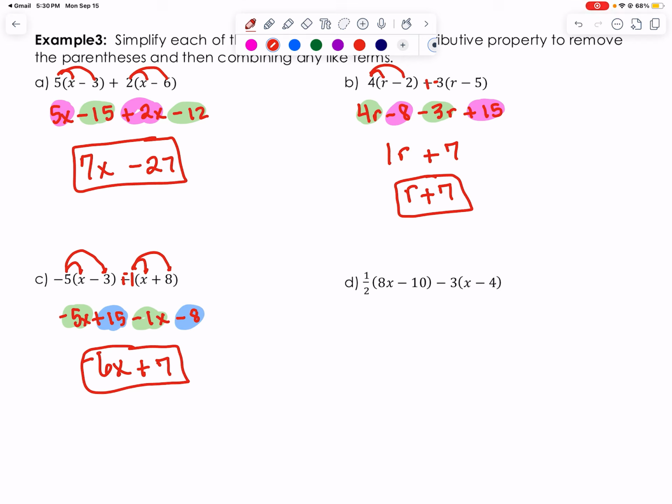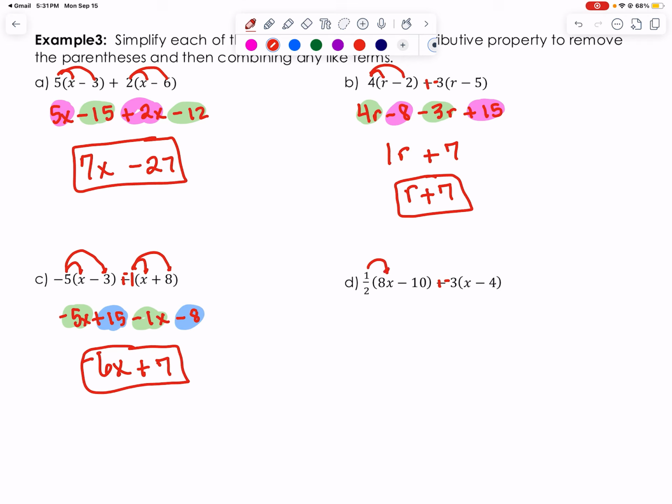All right, pause the video and try problem D on your own. Before you do problem D, though, be sure to change this minus 3 into plus negative 3 before you start. All right, pause the video. All right, welcome back. Let's see how you did.